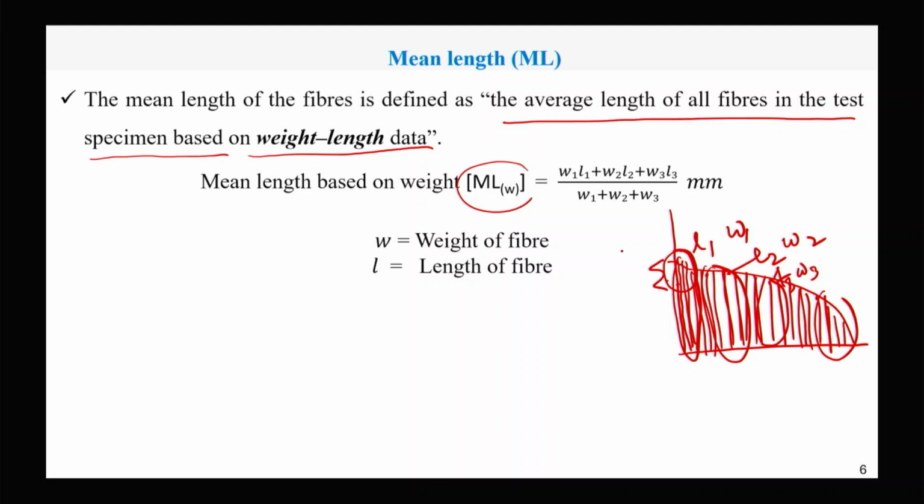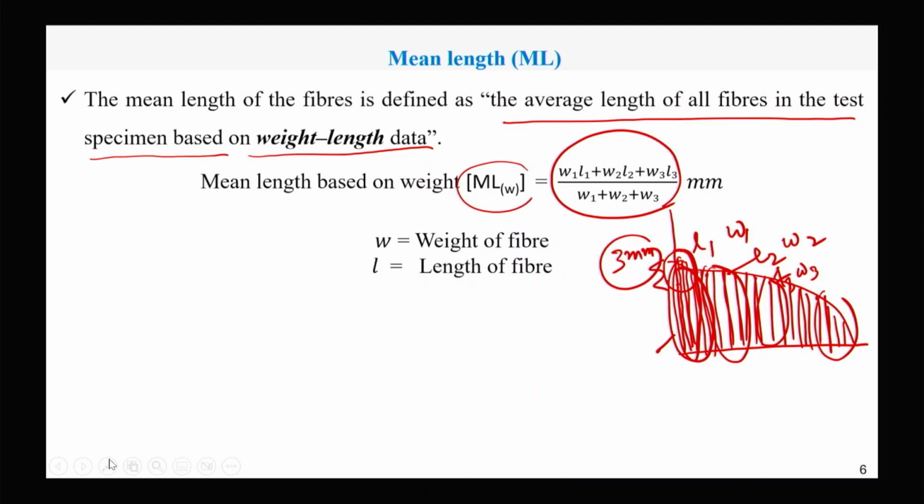Class may be say within 3 millimeter length. Within 3 millimeter length we take these fibers and take the mass. In this way we take the entire fibers, all the fibers we take, and based on the weight we can measure the mean length. And this is important for actual running purpose.